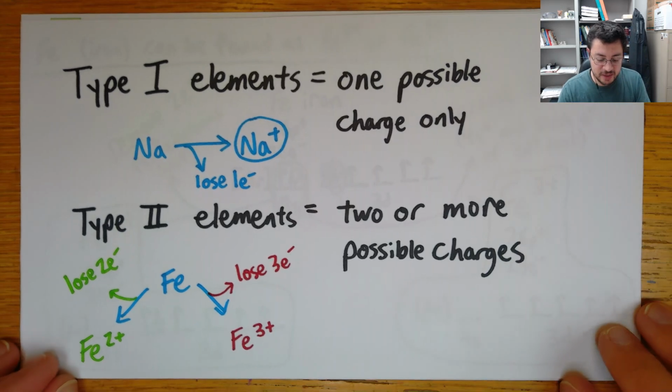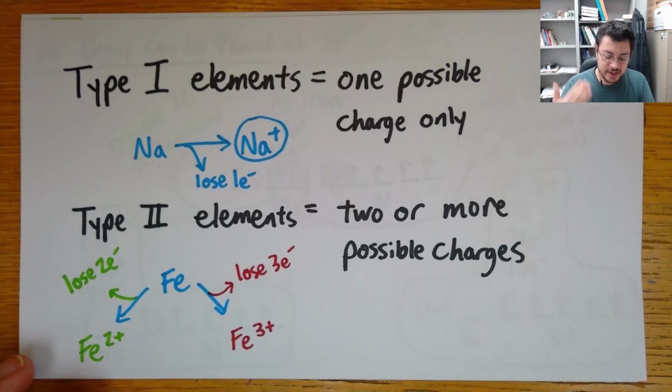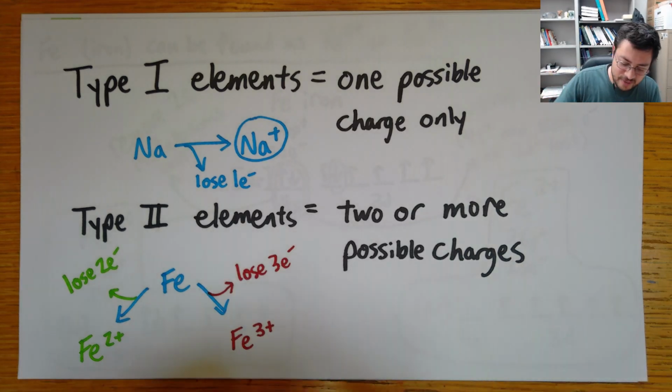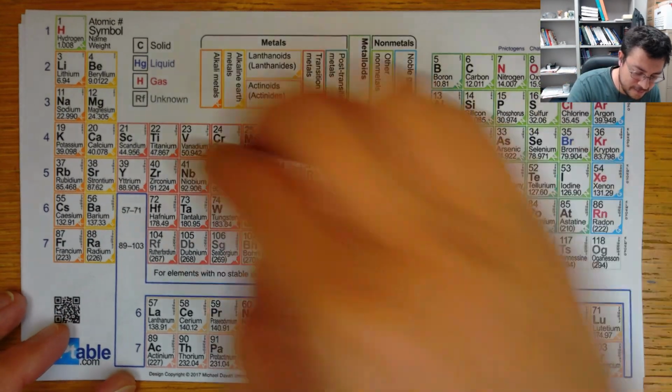So type 1 elements, usually we're talking about metals. They only have one possible charge. Stuff like sodium can only become 1+ only. It only has one valence electron. Stuff like magnesium, calcium can only become 2+. All right, so if we're looking at a periodic table, that would be these elements.